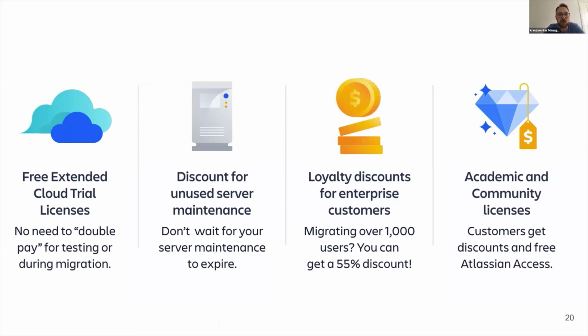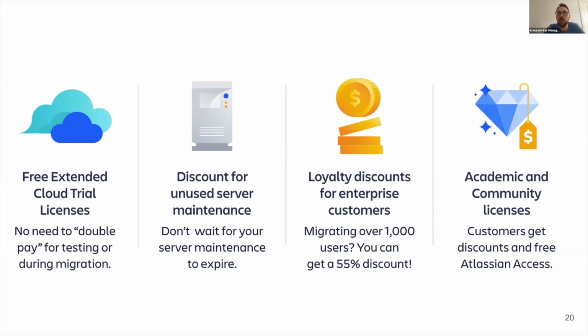So basically what Atlassian has been doing in terms of pricing for the cloud is that they added this free license model to just try out certain things. There's also extended cloud trials, which allow you to test out the cloud offering for a longer and extended period of time, especially if you are already an Atlassian customer. You can get a discount for your unused server maintenance if you have a valid maintenance subscription for your Atlassian Jira or Confluence license. Then there's loyalty discounts for larger migrations.